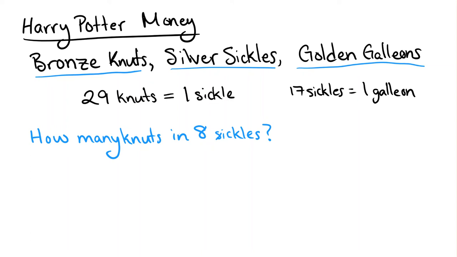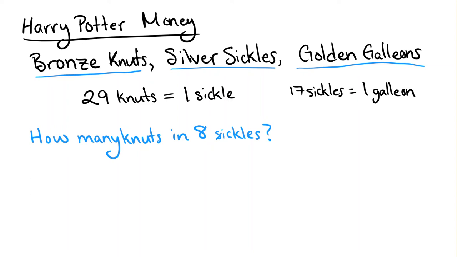There's 2 nickels in a dime, or 20 nickels in a loonie, or something like that. So in the Harry Potter universe, there's 29 knuts in 1 sickle and 17 sickles in 1 galleon. And I don't know about you, but that seems pretty odd. But we'll work with it for right now. So we have a couple questions for you.